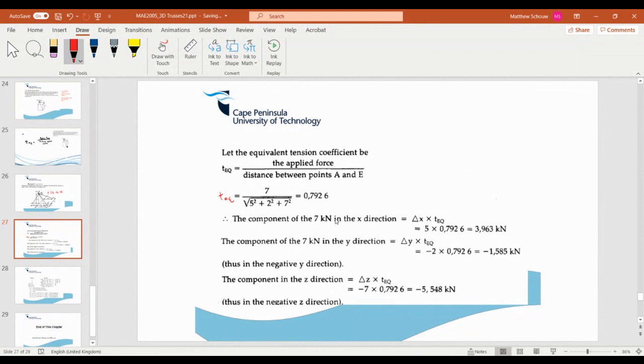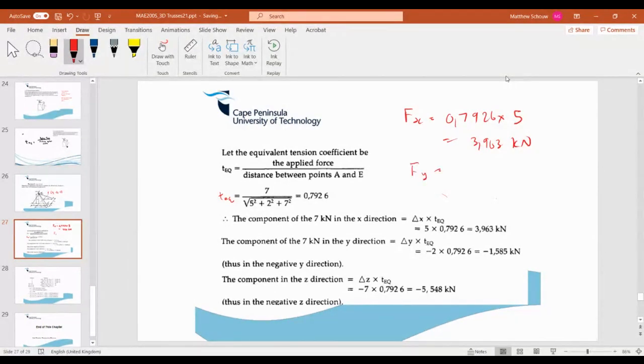Once you get TEQ, you just have to basically find that force in the three directions now. And how we really just do it is, if you want to find out the force in the x direction, it's going to be your equivalent tension coefficient, so 7926 times the x coordinate, which is 5 in this case, right? It's important to make sure your sign is right, and if you get that, you get 3,963 kilonewtons. So what this means is that the x component is going to be 3,963 kilonewtons.